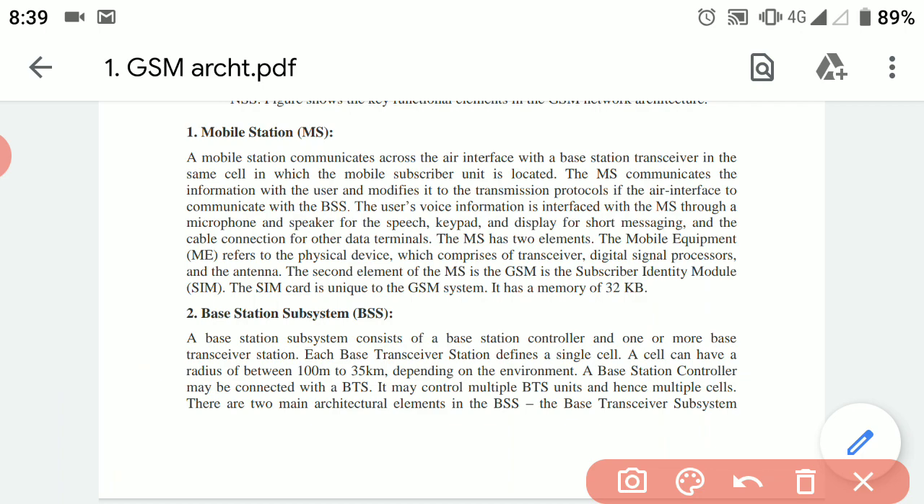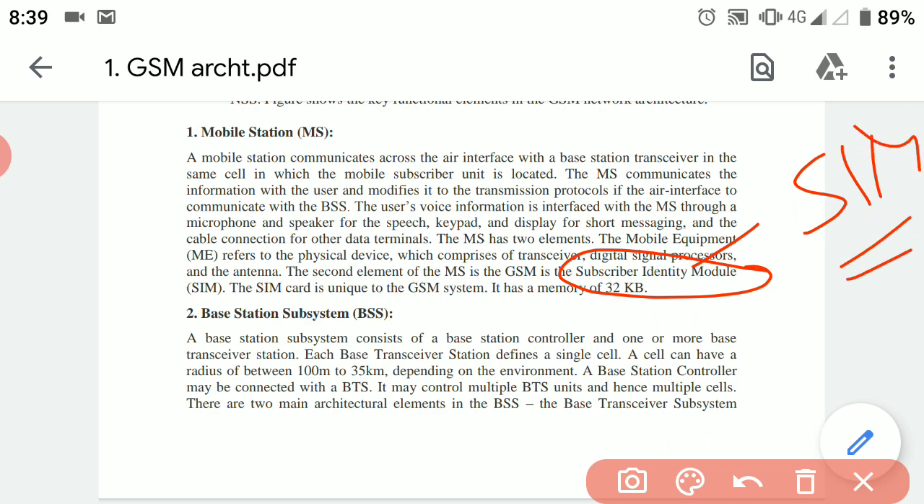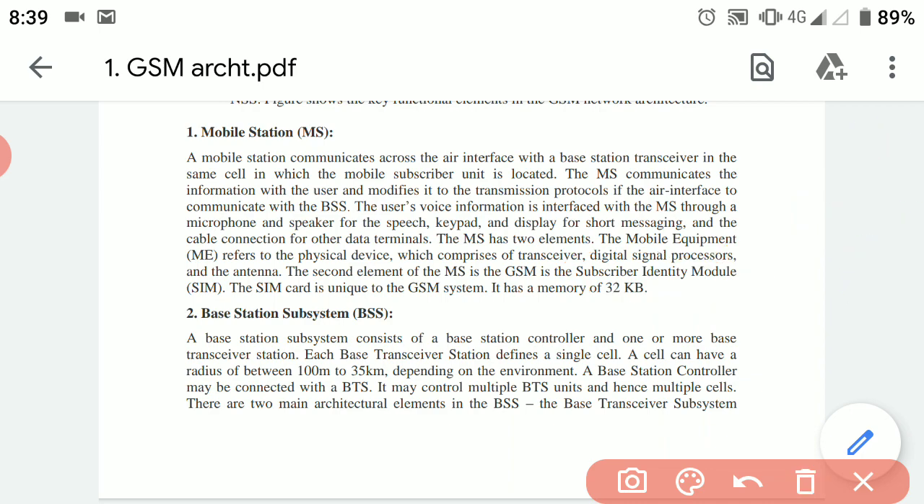The second important element of the mobile station is the GSM SIM, the subscriber identity module, that is your SIM used in these mobile equipment. This SIM card is unique to the GSM system and it has a memory of 32 KB.